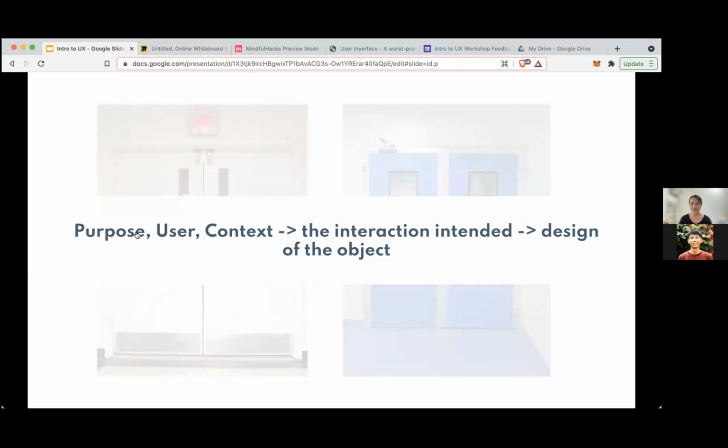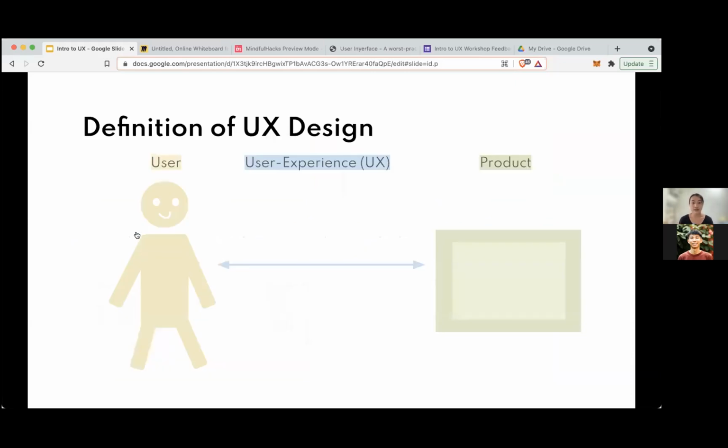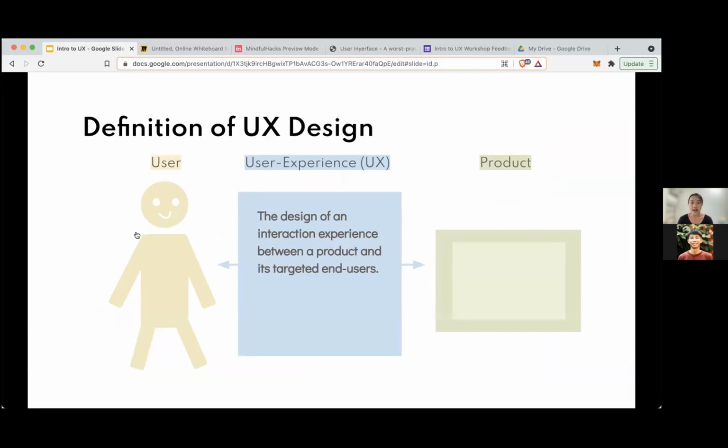So the emergency door example you see here is a very iconic example of UX design in real life. And what would be a door on a digital interface? It would be UI UX. So the definition of UX involves three things: user, product, and the user experience in between. UX design is the design of an interaction experience between a product and its targeted end user, whether the interaction experience is meaningful, enjoyable, easy, or has emotion and reactions.